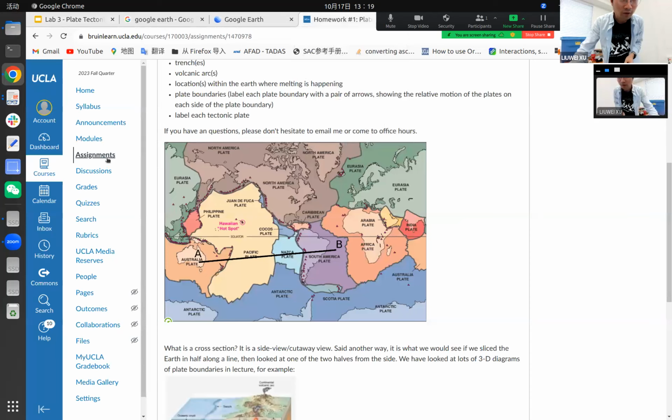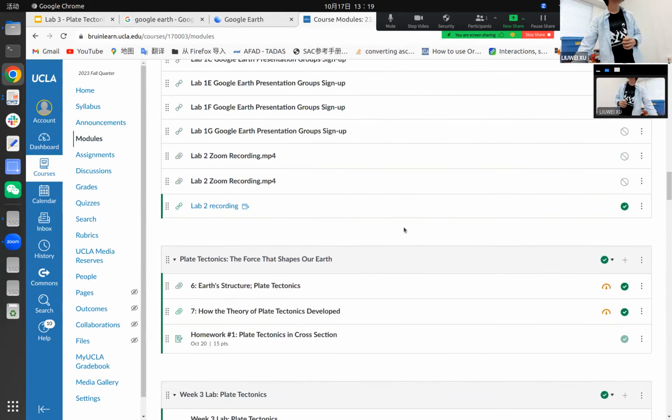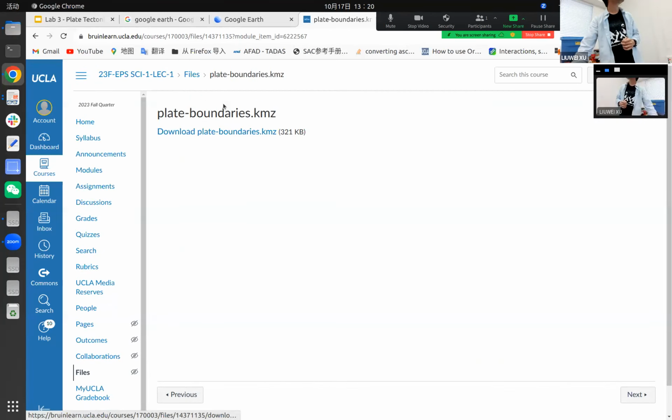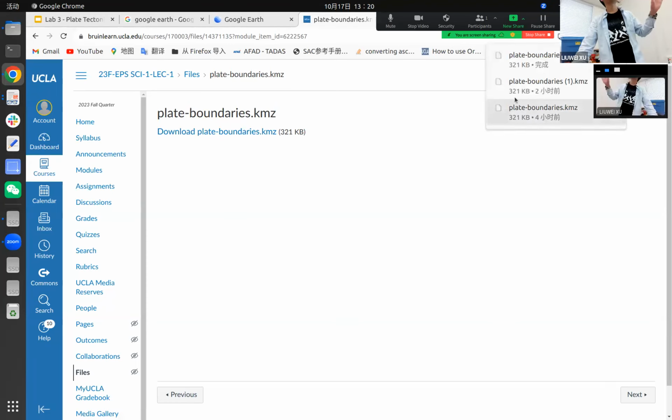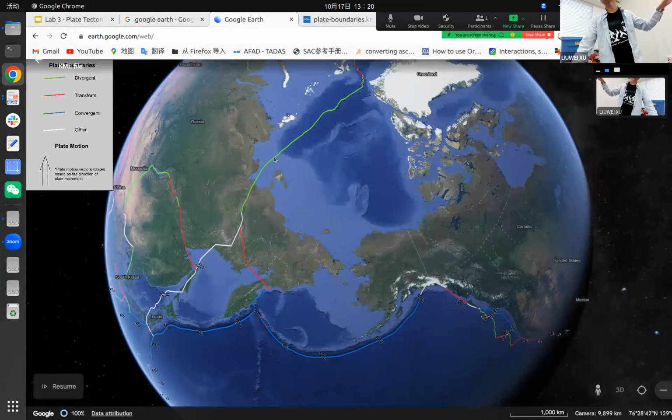If you go to modules, currently we are in week 3. So we have plate boundary files here. It is a KMZ file. We can download it to your computer, but we don't need to open that. I think your computer doesn't have software to open this file. What we need to do is import these boundary files to Google Earth so that we can see them on top of the Earth.